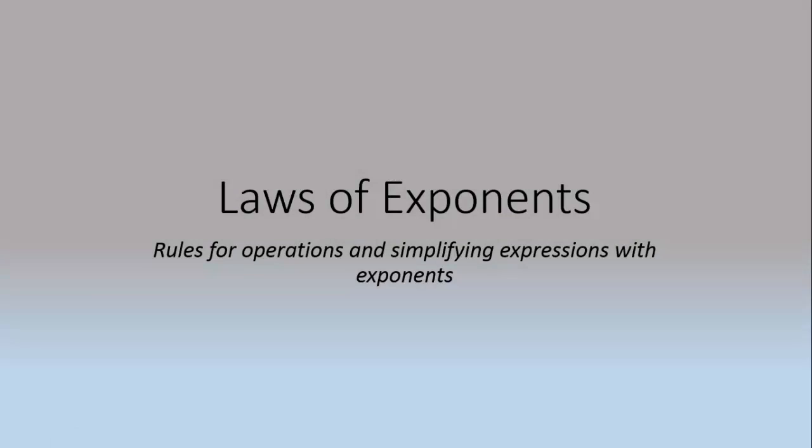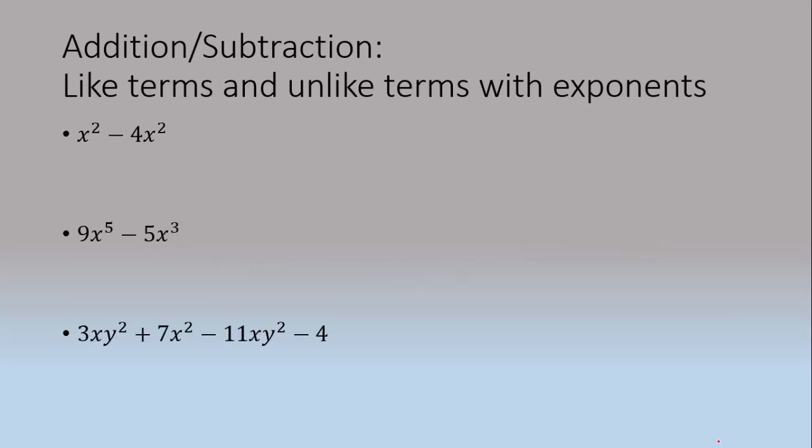Laws of exponents are important rules that we run into when we have expressions that have exponents. If you'd like to add and subtract terms that have exponents, it's important that you first check to see if they're like terms. Here's how you do that. It's all about the variable part of the term. These are exactly the same variable and exponents, so these are like terms.